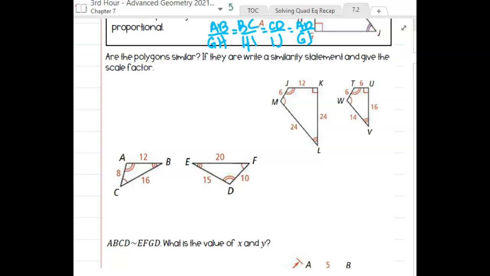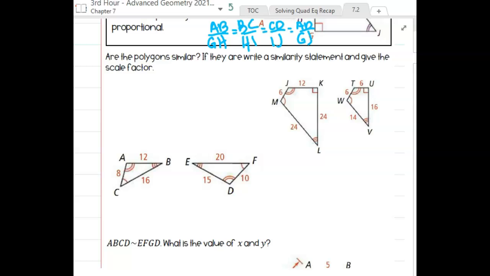So if I were to look at these 2 figures here, we have these 2 quadrilaterals. We just need to make sure, not our side lengths, our angle measures. I would need to make sure I have 4 sets of congruent angles. So I know, because it's marked, angle M is congruent to angle W. This is marked that way. Angle J is congruent to angle T, K and U, because they're both right angles, and then L and V. So I do have 4 sets of congruent angles.